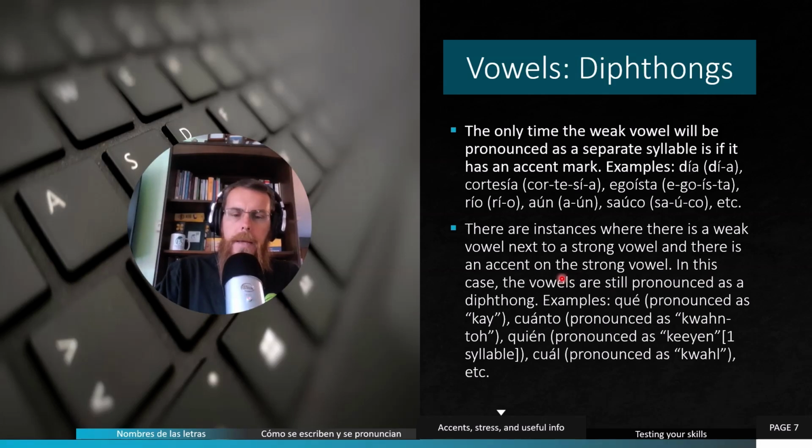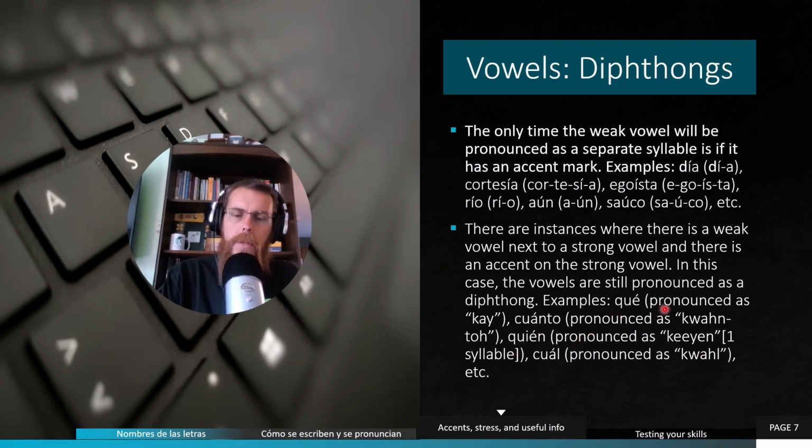Now you might say, well, what about the words where there is an accent on the strong vowel next to a weak vowel? How do you pronounce that? Well, you pronounce it as a diphthong. So the reason for the accent is that these words have similar words that don't have the accent that mean different things. So for example, qué is not pronounced any differently than que without an accent, but it has the accent because in this case, qué means what. You're usually going to find this on interrogative words like what, how much, who, or which, or when.